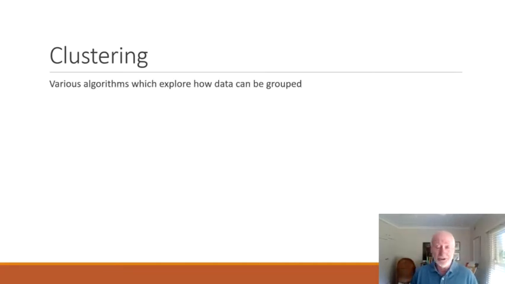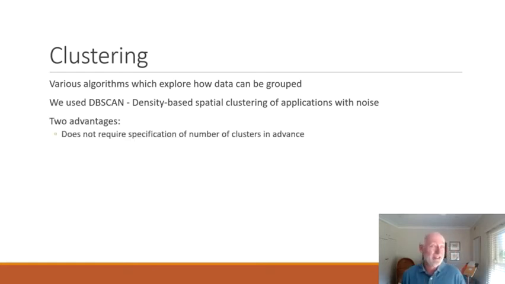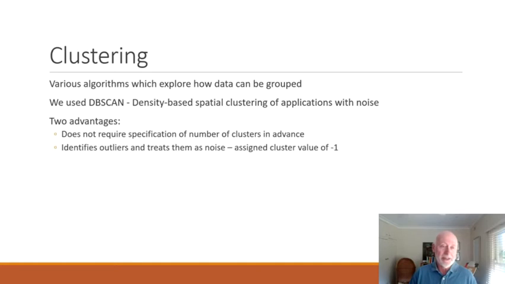And clustering algorithms group data. We used an algorithm called DBSCAN, and it had particular advantages here. First of all, you don't need to say how many clusters you're looking for to use DBSCAN. It will find central points and create clusters around them. And it's very good at how it treats outliers. It throws them out, says they're noise, and gives them a cluster value of -1.